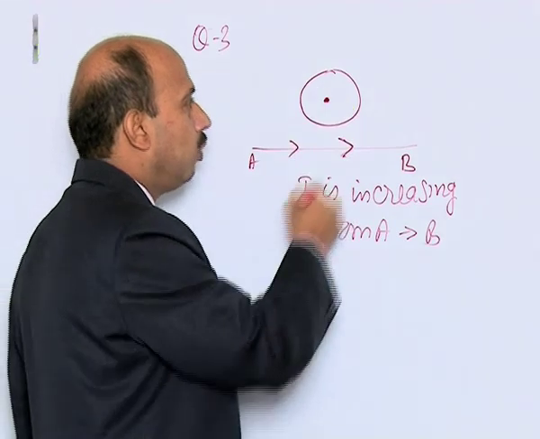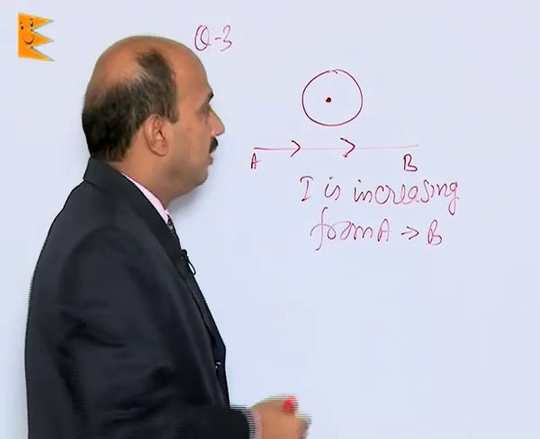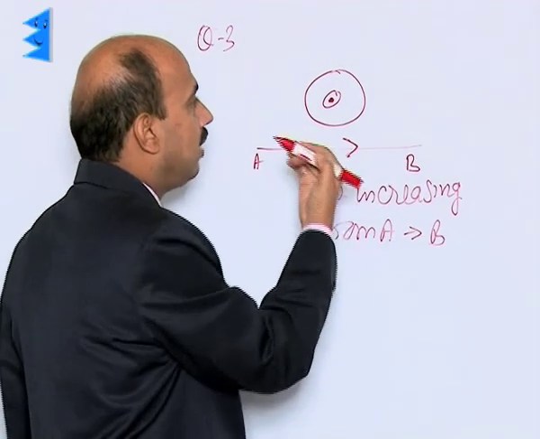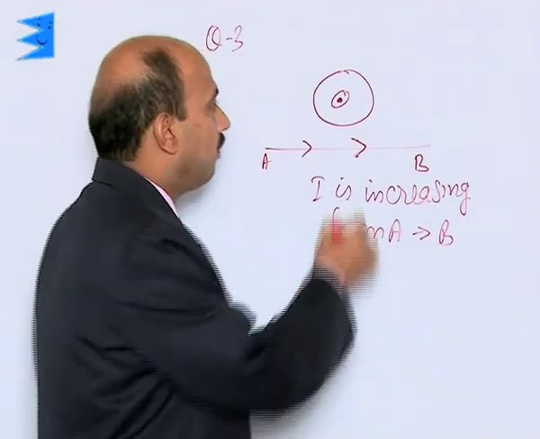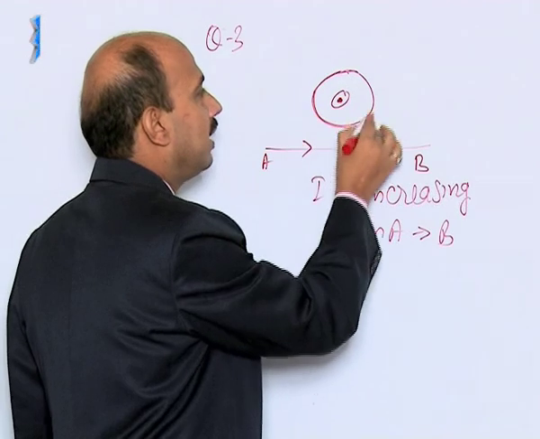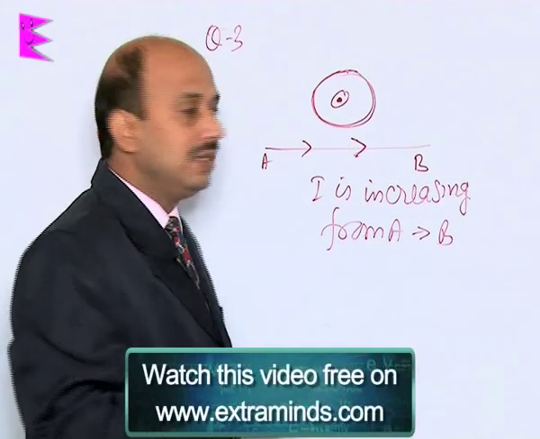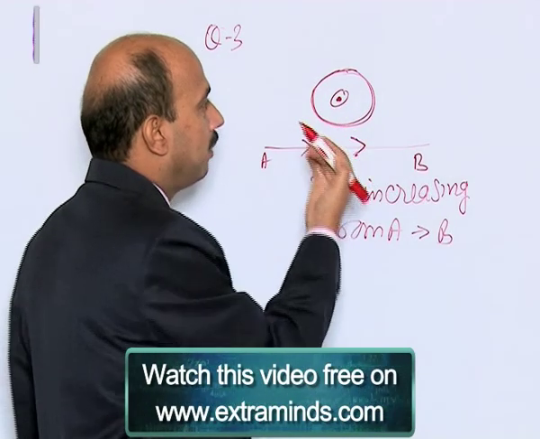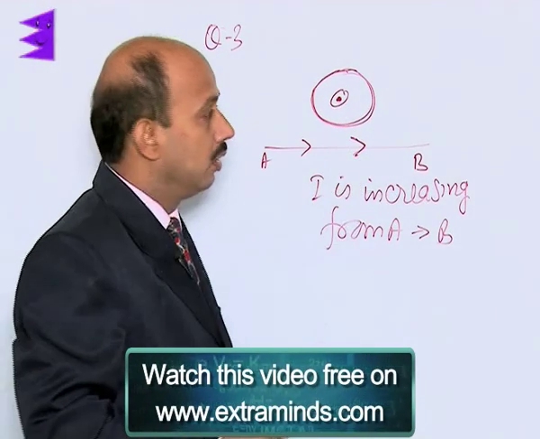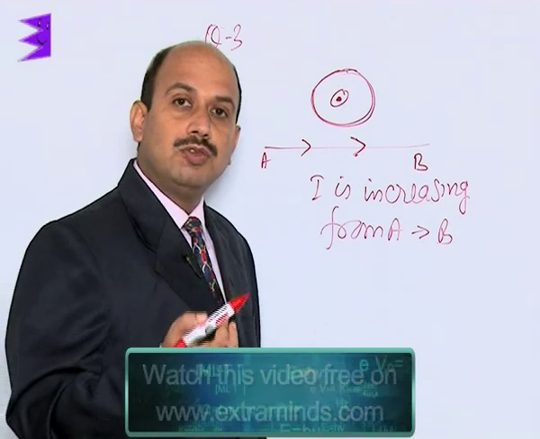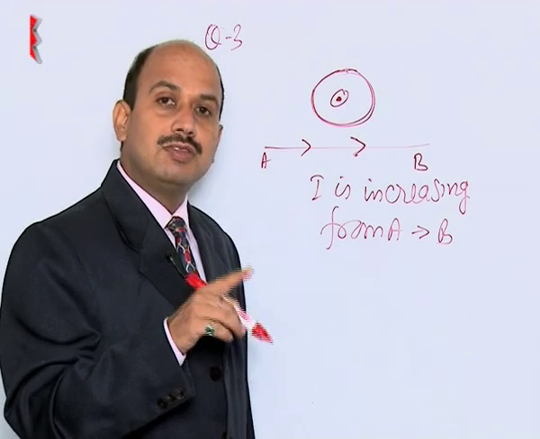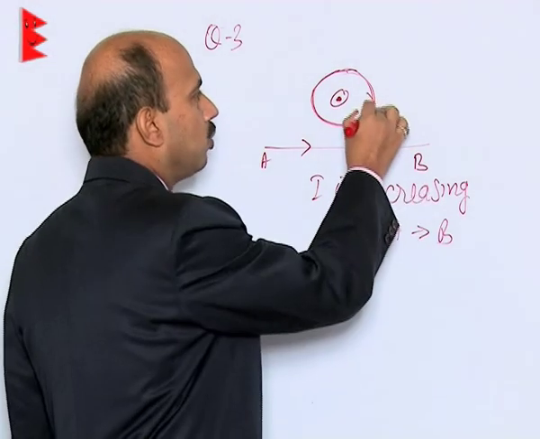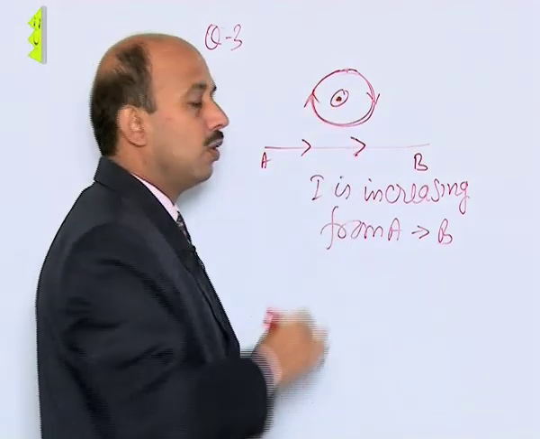If you just look inside the loop, the field is outward, and that is increasing in the outward direction. So, the flux through this loop is increasing, due to the increase in magnetic field that is out of the plane of the board here. Now, the current will be induced in such a way that it opposes this increase in magnetic flux according to Lenz's law. So, obviously, the direction of the current should be clockwise.